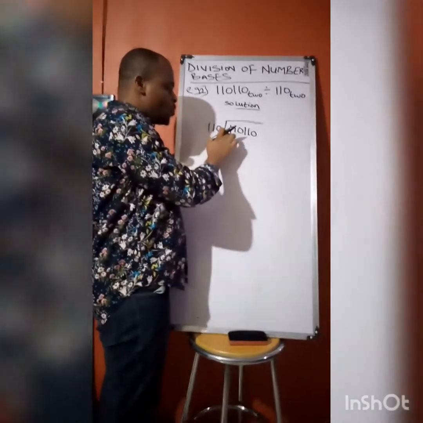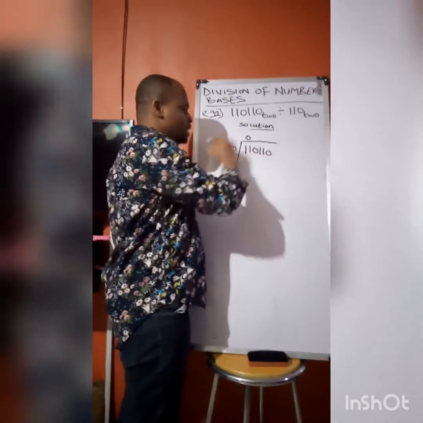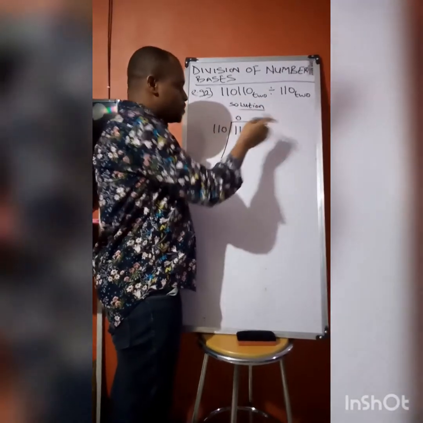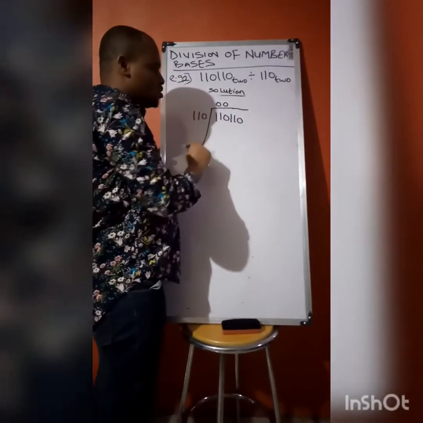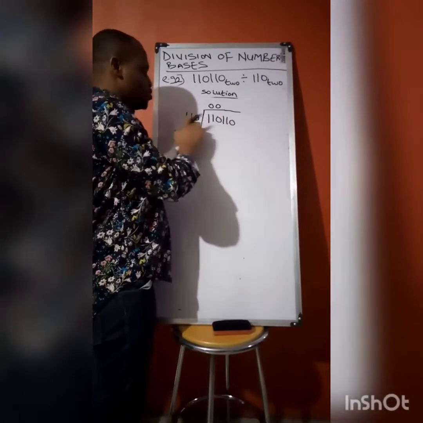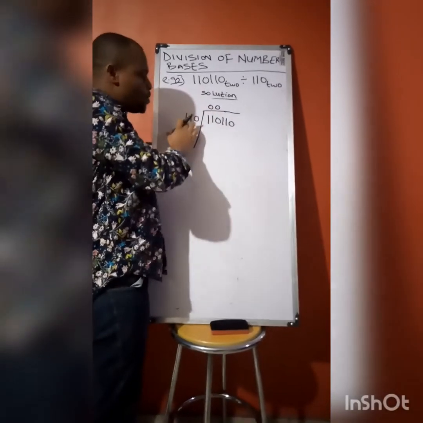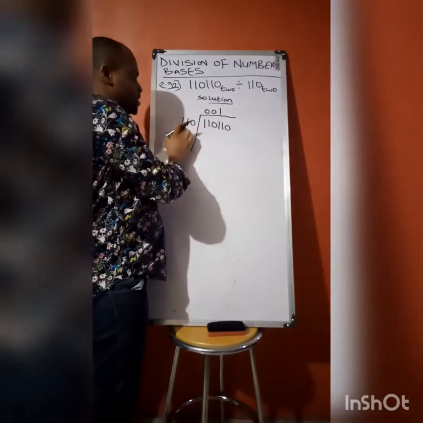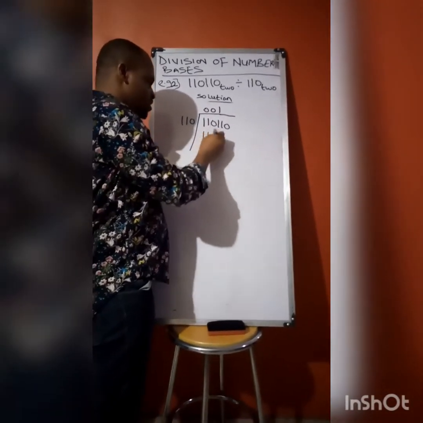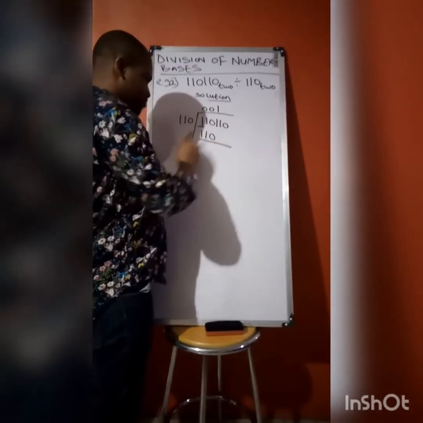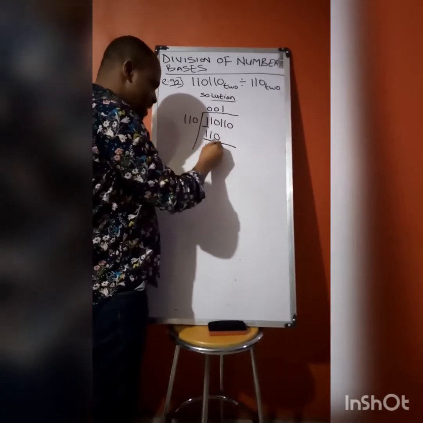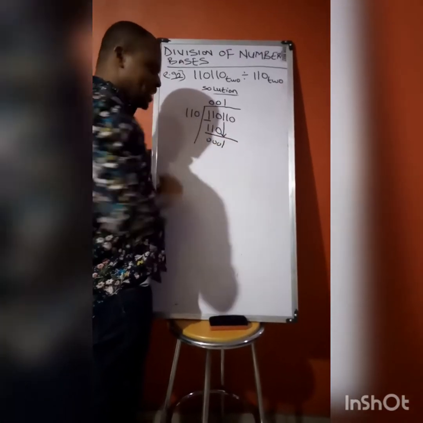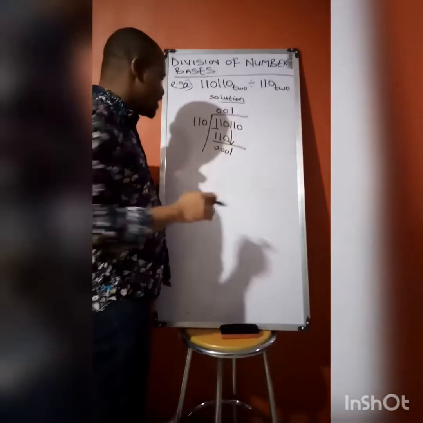I say take it one after the other. So 110 in 1, it's not possible. I put my 0, pick the next two numbers. 110 in 11, not possible. 0 also. I pick the three numbers. 110, 110, they are alike. 110 and 110 is what? 1 time. 1 times 110 is 110. I subtract. If I subtract this, I'll be having here as 0. The next thing is to bring down the next number, which is what? 1. I told you always do it one after the other.